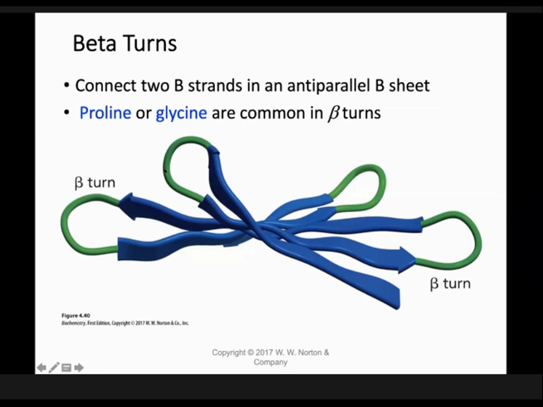Beta turns, basically, something that you should know: proline and glycine are predominant here because glycine, again, is very small. Therefore, it can be accommodated in many structures, but beta turns, you can actually find it. And proline, again, is the only amino acid whose R group is bound to the N terminal, okay?